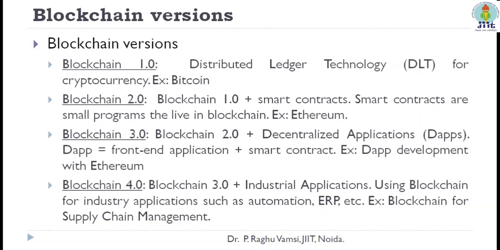Next, blockchain version 3.0: that is all the features in blockchain 2.0, plus decentralized applications, that is front-end applications plus smart contracts. Blockchain 4.0 is blockchain 3.0 plus industrial applications, like the usage of IoT or blockchain for industry applications such as automation, ERP, etc.